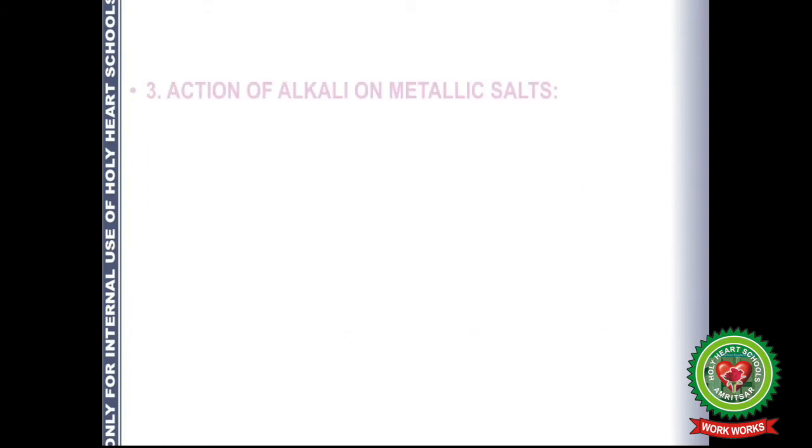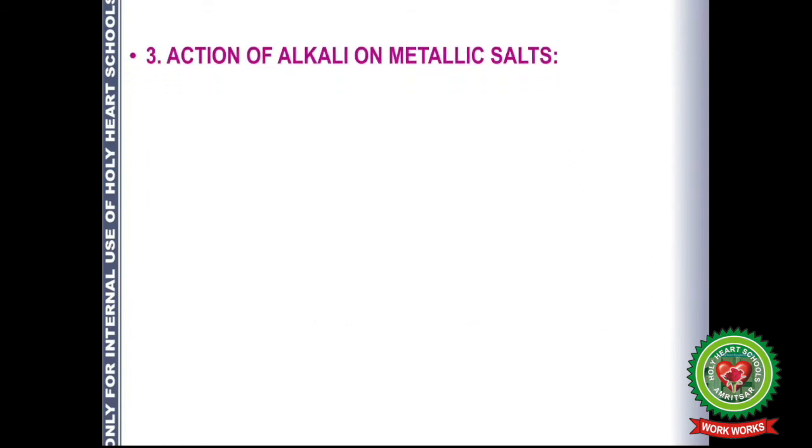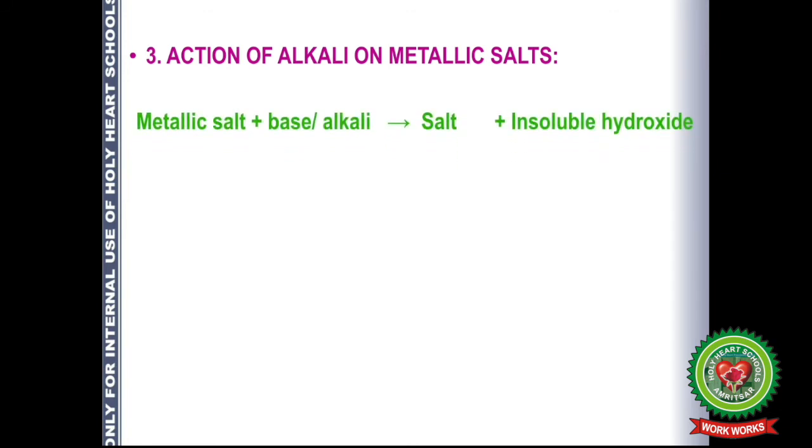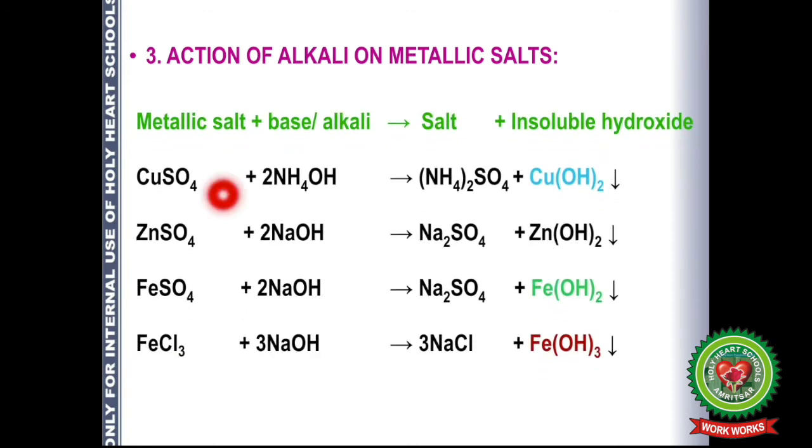Remember this. The next one is action of alkali on metallic salts. Let us consider the first reaction, a metallic salt like copper sulfate. What do you mean by metallic salt? A salt in which metal is present. So copper sulfate reacts with an alkali like ammonium hydroxide. When the reaction completes, we get ammonium sulfate and copper hydroxide as a precipitate. The downward arrow signifies that it is a precipitate, and it is pale blue in color. What do you mean by precipitate? It is an insoluble solid that is formed during the chemical reaction.